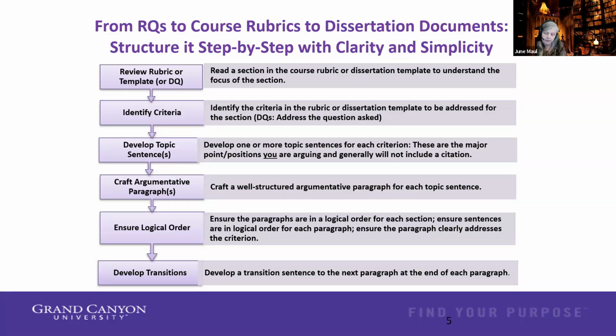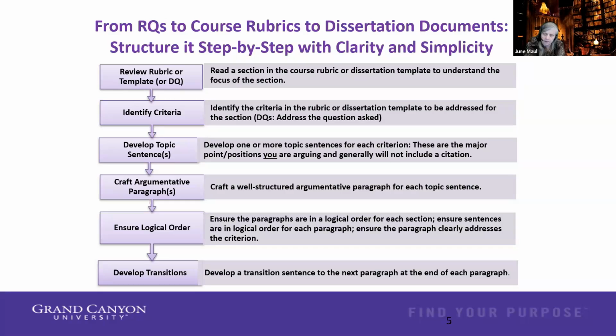So we say, here's a nice simple process. Review the rubric or the template. Make sure you understand it. If you don't understand it, don't assume you do. Go ask somebody in the committee. Next, read through the criteria. They're in the table. They're generally in the order in which you should be using them. Use them. And we actually say, list them and develop one or more topic sentences of how you are going to address the criteria. These are the major points or positions they're arguing.